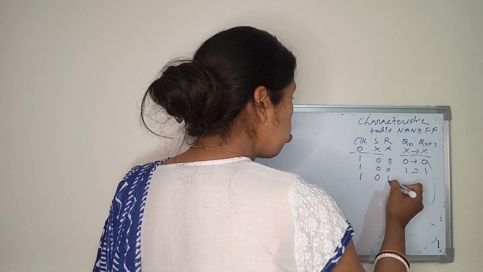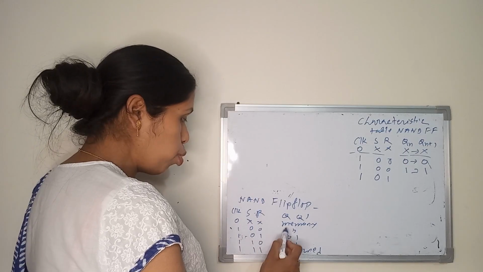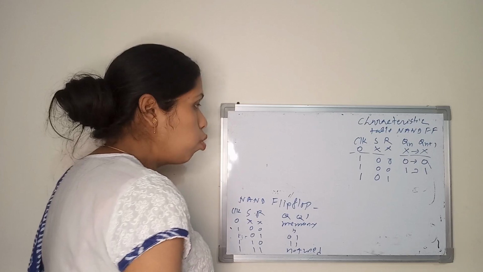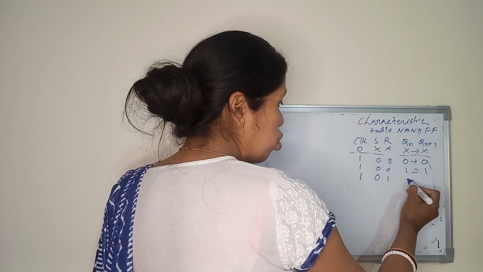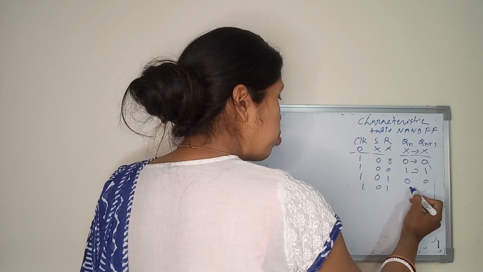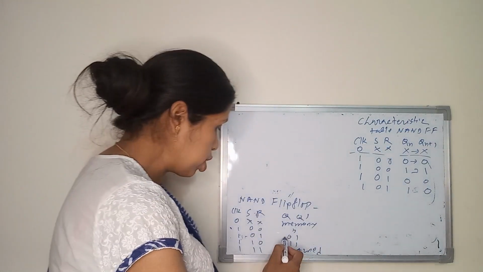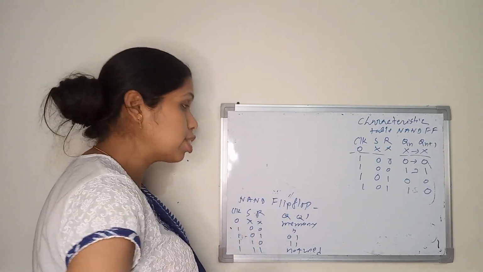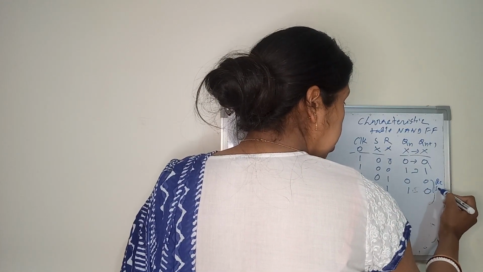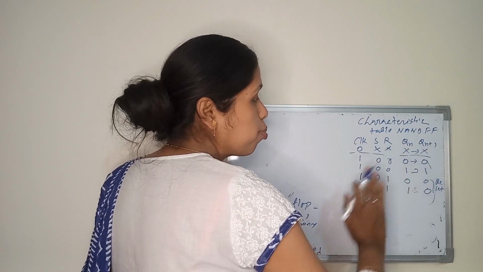Now 0, 1. Whatever my past value, my Q will be 0 always. Suppose my past value is 0, present value is 0. If my past value is 1, the present value of Q is still always 0. If I am giving 0, 1, it is called the reset. Whatever my past values are, it resets them.